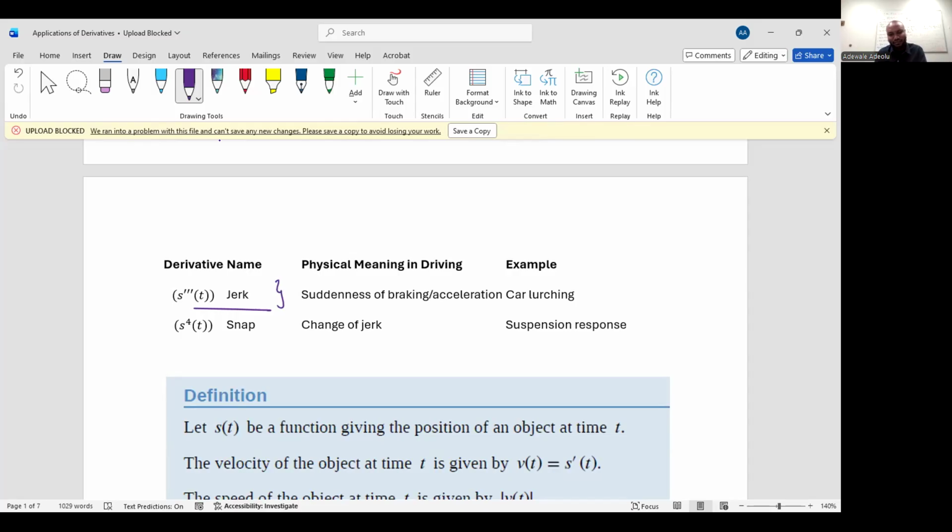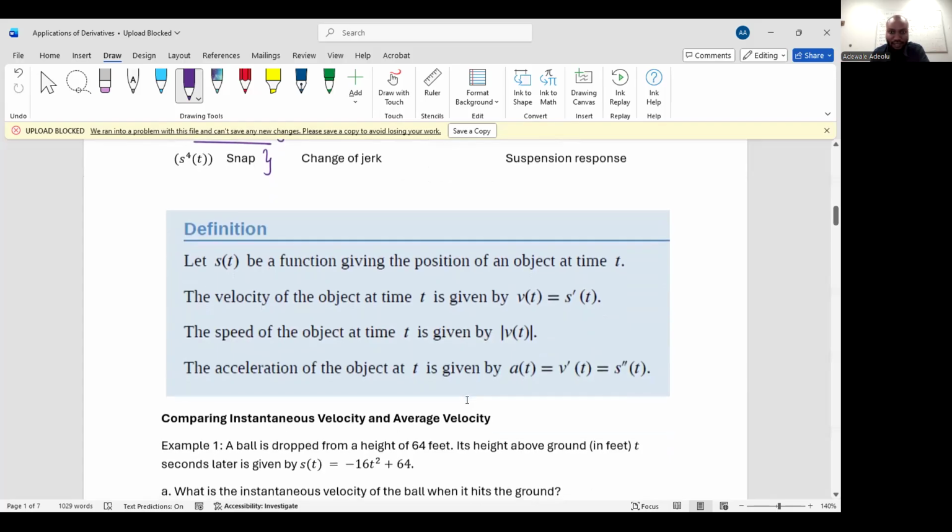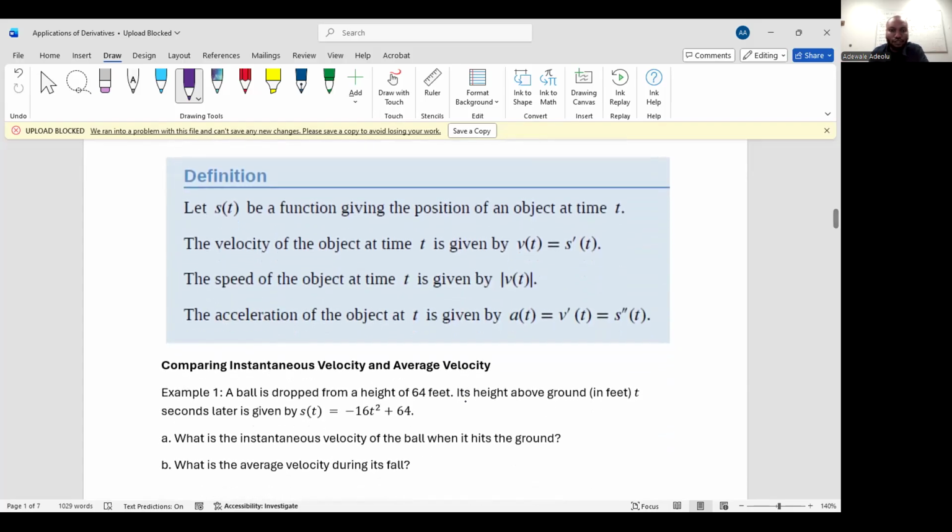There is another higher level called snap. We just leave that; it is the rate of change of jerk. So I will not consider that in this study. Like I've said, the rate of change of position is velocity. That is, when you differentiate your position, you get velocity.